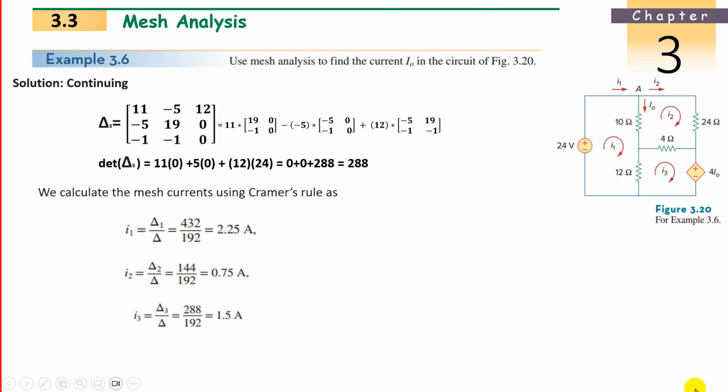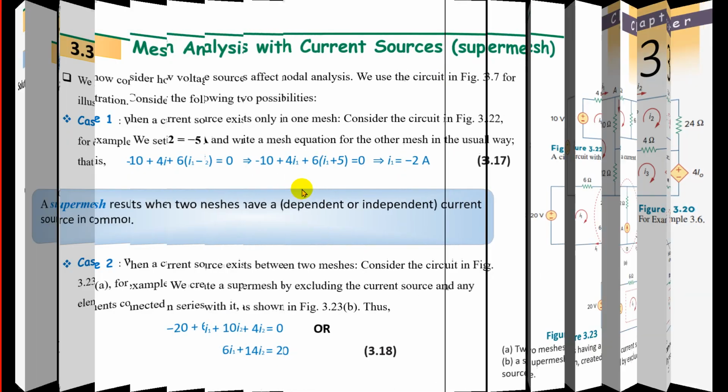But we didn't finish it. The question is, what is I0? So what is the I0 equation? I0 is nothing but I1 minus I2. What is I1? 2.25 minus 0.75, how much? 1.5. So I0 is I1 minus I2, that is 2.25 minus 0.75, 1.5. This is your final answer. He didn't ask for the branch currents I1, I2, I3, so you can answer the question asked. No need to go further. You stop here.